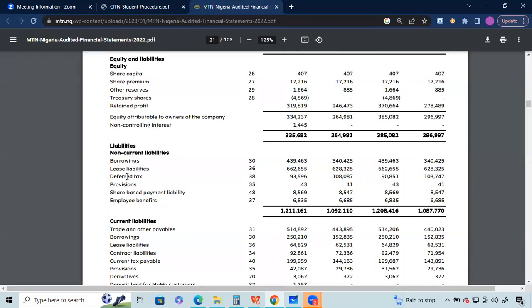So meaning that from here, starting from this share capital, down to this retained earnings, are what belong to the owner of the entity. What belongs to the owner of this company.